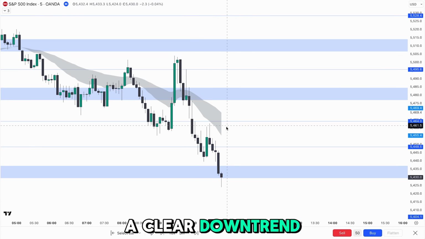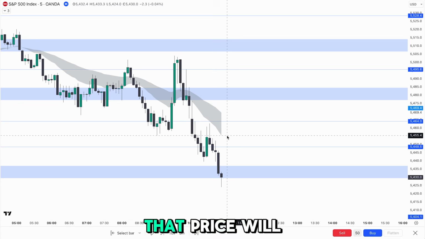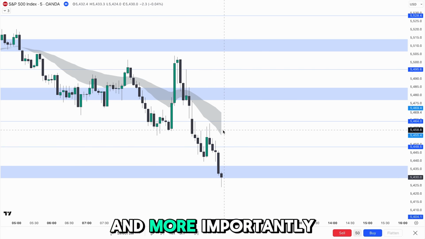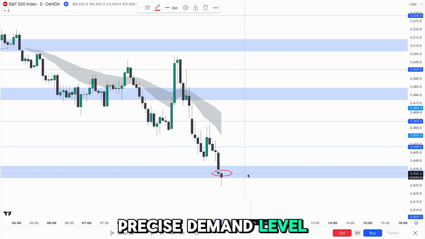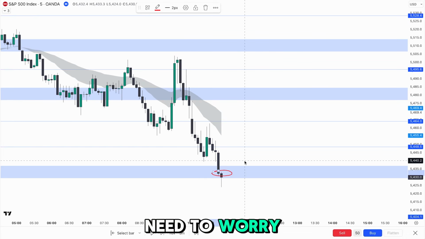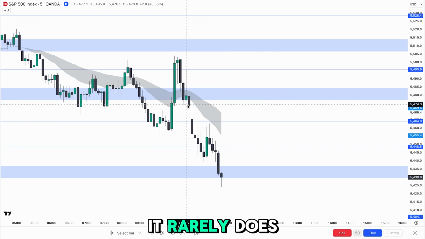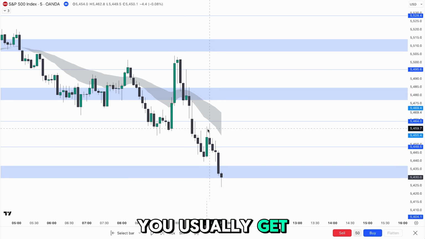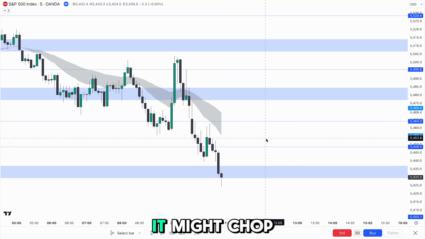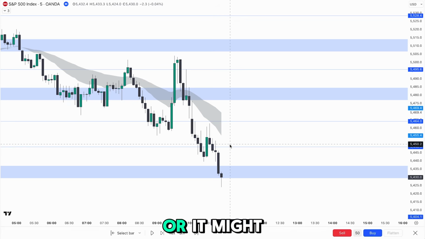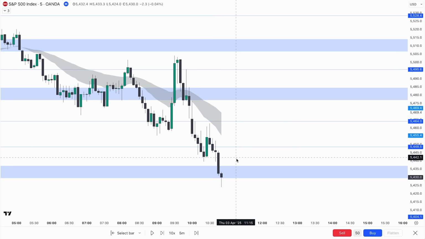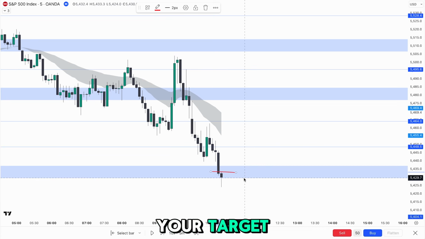But we're in a clear downtrend. Probability is on our side that price will keep moving lower. And more importantly, we've got a precise demand level acting like a magnet, so we don't need to worry about where to target. Now, it doesn't always go down in a straight line. It rarely does. You usually get something like this in the middle. It might chop sideways for a while, or it might bounce a few times. But you're ultimately betting that it'll hit your target.